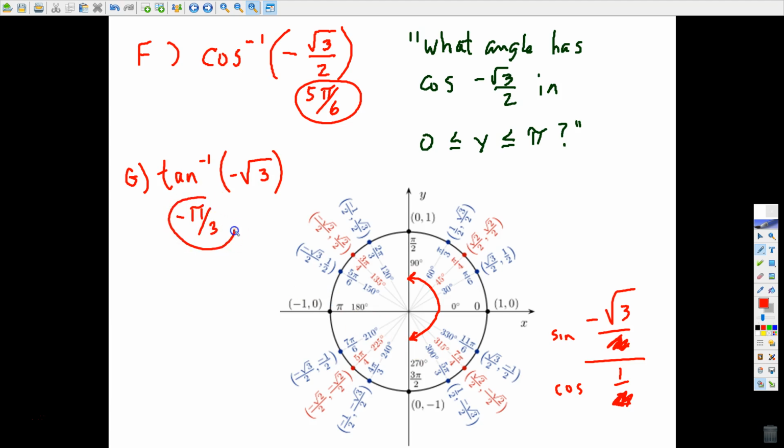Another way to remember that is your answer has to be in this range, negative pi over 2 to positive pi over 2. So if you put 5 pi over 3, that is not going to be in this range, and that will be incorrect. Okay, so that takes care of the first block of problems.